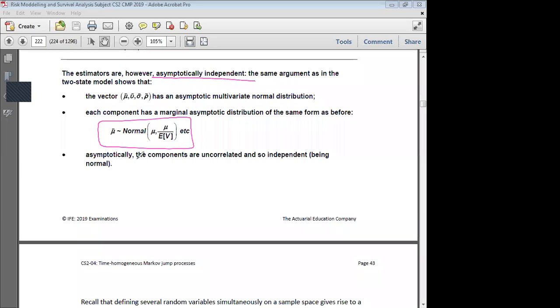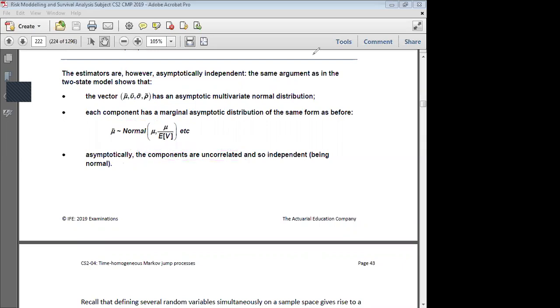And again, they say that these components are uncorrelated, and asymptotically they are uncorrelated as well as independent. If we aren't talking about asymptotically, then they will be uncorrelated but not independent. And we know that can happen.